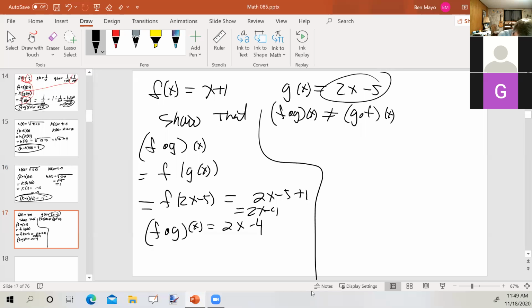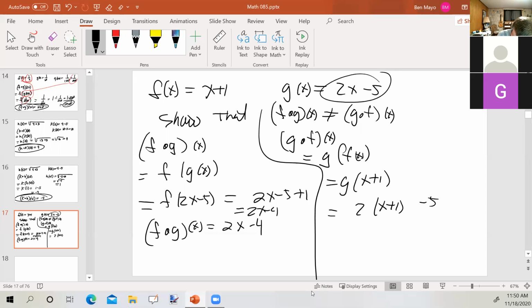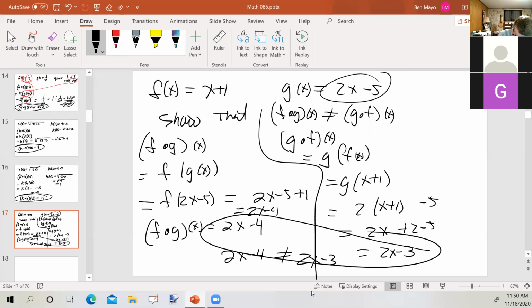So now let's find g composed with f of x, which is g of f of x, which is g of, well, f of x is x plus 1, which is 2 times the quantity x plus 1 minus 5, 2x plus 2 minus 5, 2x minus 3. Well, 2x minus 4 doesn't equal 2x minus 3. So this shows that composition in general is not commutative.